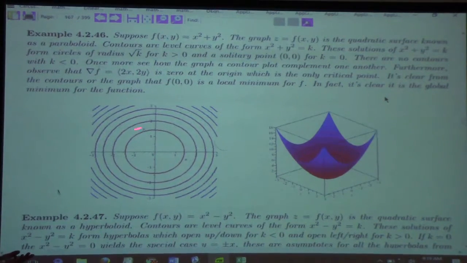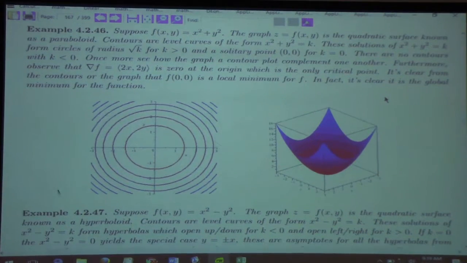What kind of graph are these called? Topographical, right? So topographical maps are like contour plots.